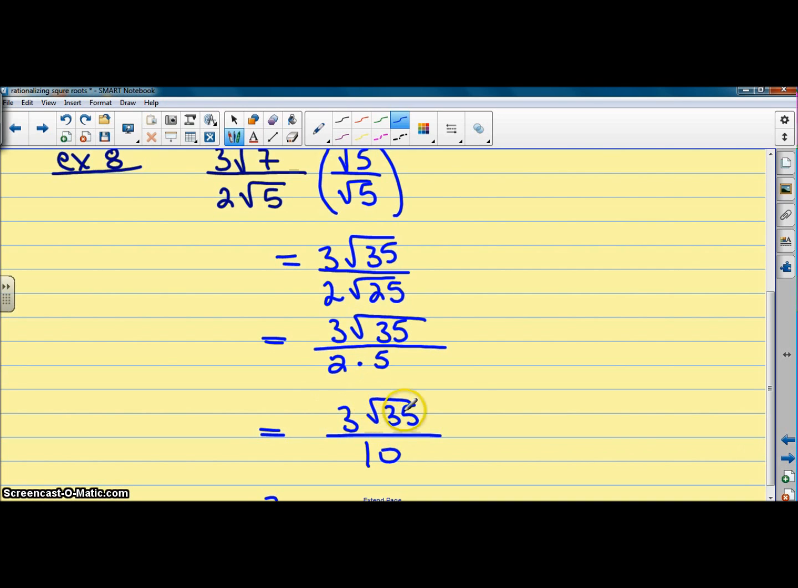Now I check to see if I can reduce the square root of 35, so once again I try the numbers 4, 9, 16, 25. These are the perfect squares. None of these will divide evenly into the 35, so this is simplified. 3/10 does not reduce down as a fraction, so this is my final answer.